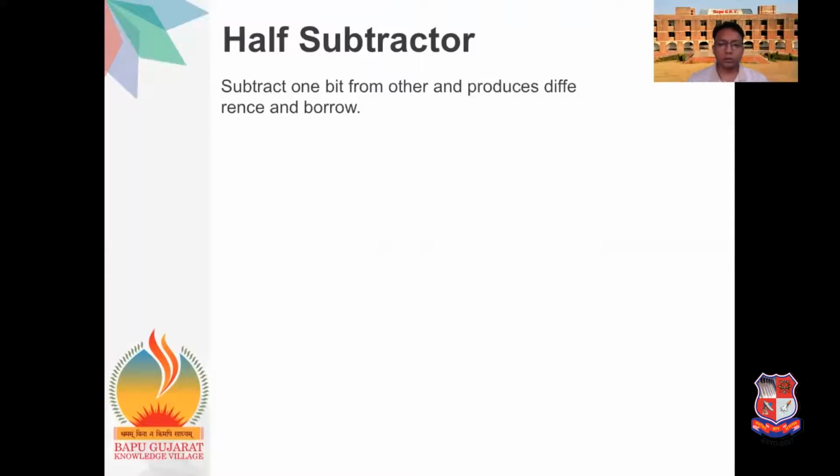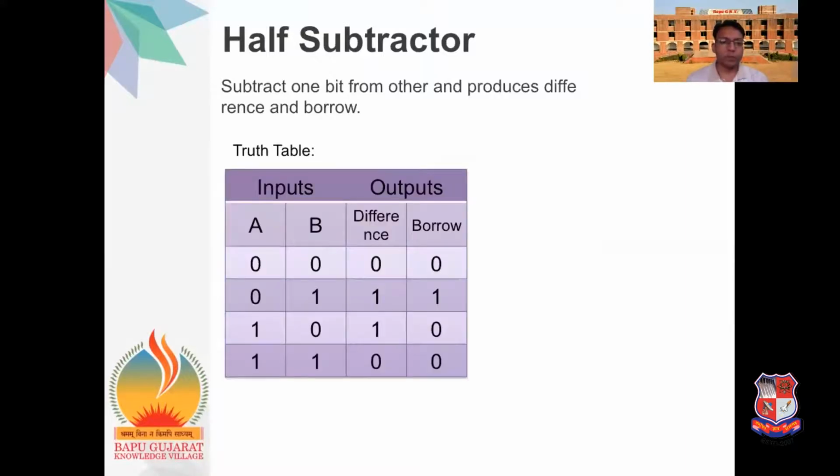Now let's take another topic, the half subtractor. It means the difference between two bits. It produces the difference as well as the borrow. Let's see the truth table for this. It also has two inputs A and B and two outputs, difference and borrow. The two inputs A and B have 4 combinations, and the two outputs are the difference and the borrow.